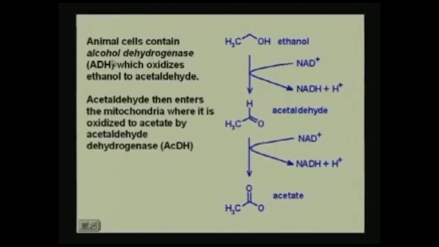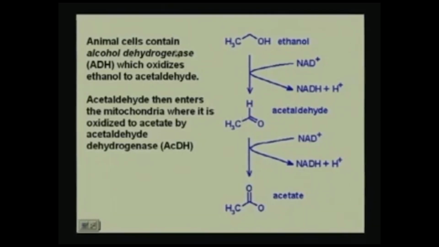So animal cells also contain alcohol dehydrogenase, which oxidizes ethanol to acetaldehyde. So we have ethanol, then we have NAD+ that is getting reduced to NADH, and what is it doing? It is oxidizing ethanol to acetaldehyde, and then further oxidation is also possible to acetate, where you have NAD+ going to NADH plus H+. So what are you doing in this case? You are reducing NAD+ in the event oxidizing acetaldehyde to acetate.